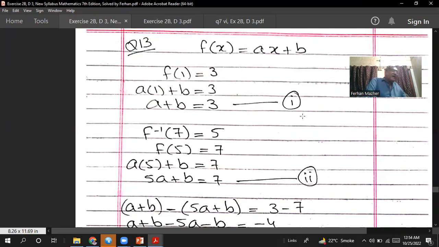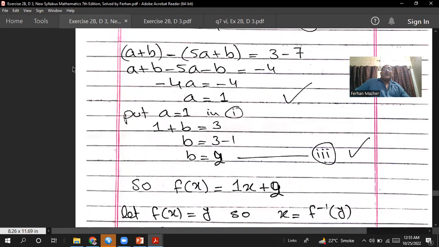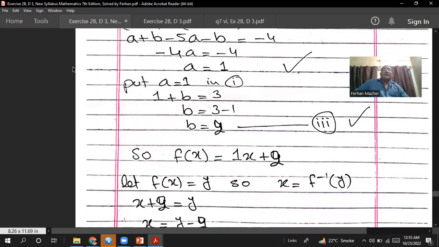So now we have equation number 1 and equation number 2. By simply subtracting them, you will get the value of a. So the left side minus the left side equals the right side minus the right side. So it will be a plus b minus (5a plus b) is equal to 3 minus 7. So it will be a plus b minus 5a minus b equals minus 4. So it will be minus 4a, and b and b will be cancelled. So minus 4a is equal to minus 4. So a will be equal to minus 4 by minus 4, and that will be 1. So now I have the value of a. So a is equal to 1.